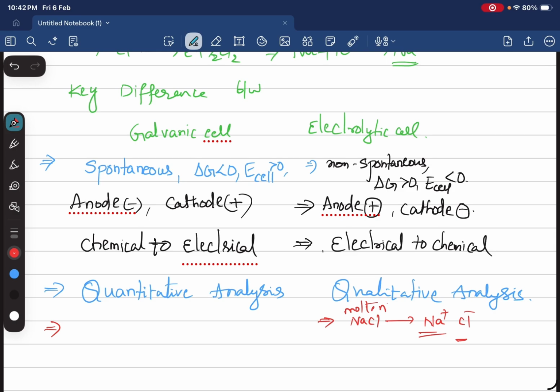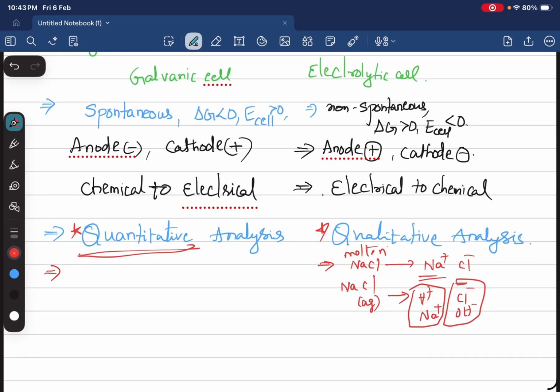Instead of that, if the electrolyte contains more than one positive and more than one negative ion, suppose you take aqueous NaCl or brine solution, where water is with NaCl, there more positive and negative ions are present: H plus, Na plus, Cl minus, OH minus. In that case, which positive ion deposits over the cathode and which negative ion deposits over the anode? How to decide? That itself is called qualitative analysis. We'll discuss that after quantitative analysis.